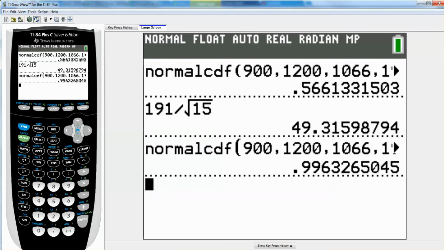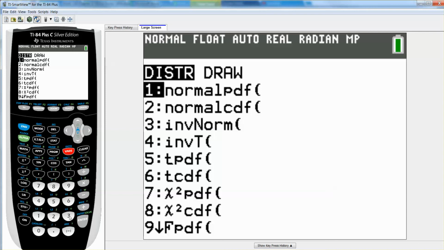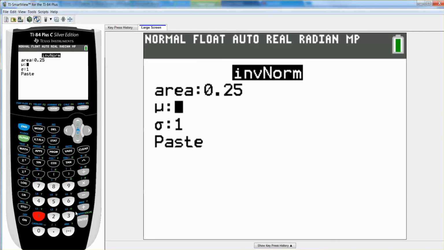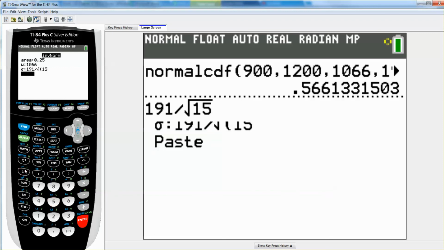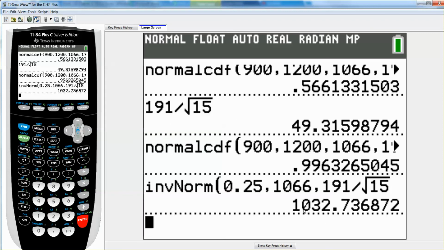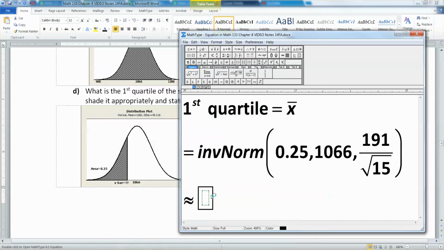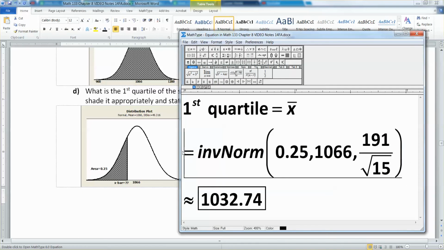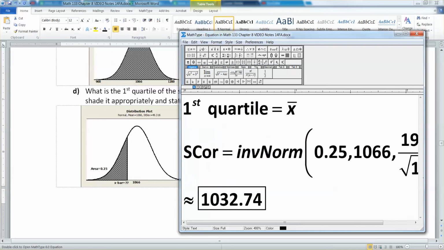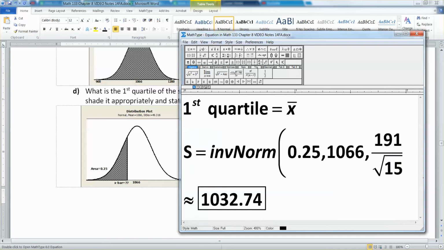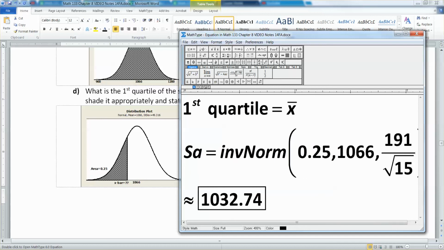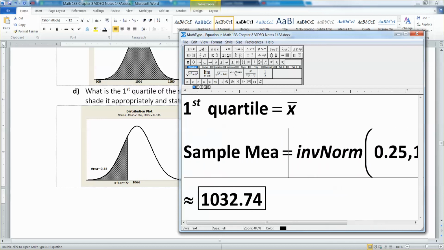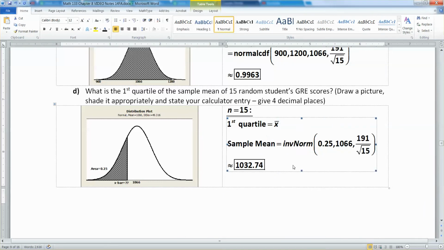So let me grab the calculator. I'm going to go to inverse norm, which is number 3, 0.25, 1066, 191 divided by the square root of 15. I'm going to paste that in, and I get 1032.774 or so. And there we go. That would be your score. It's really the sample mean, right? The sample mean score, which is the inverse norm. And there we have it.